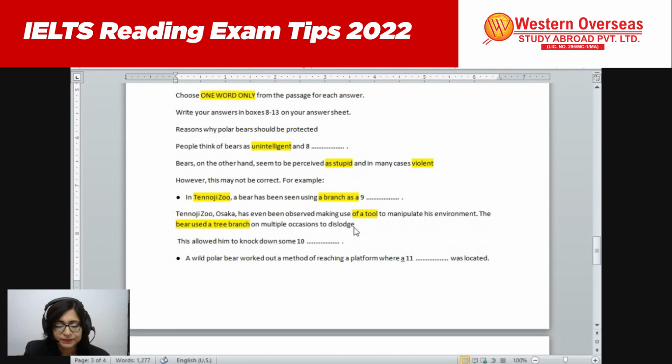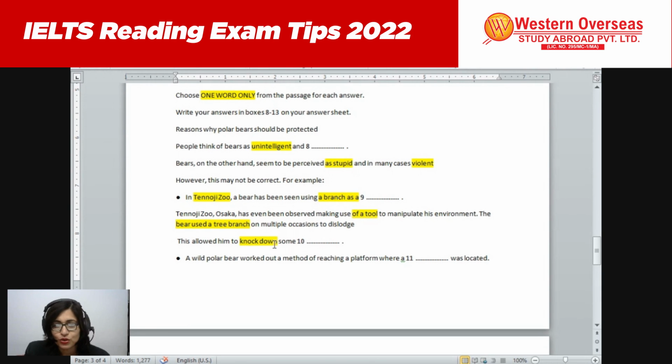Candidates, it is important that we check what our answers are. Then this allowed him to knock down. Knock down is a phrasal verb, candidates, very important. Use phrasal verbs in your speaking to improve your band score. Phrasal verbs are important.